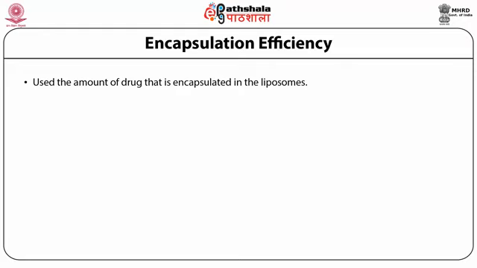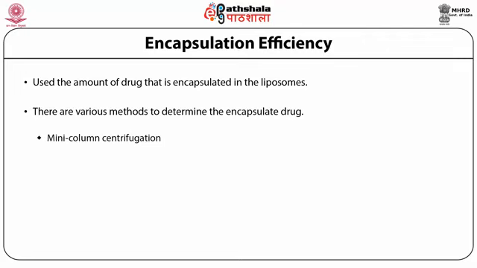To determine the true amount of encapsulated drug, the unencapsulated drug must first be separated from the drug-loaded formulation. This separation can be accomplished by any of the various methods available. One such method is mini-column centrifugation, which is based on the difference between the size of the unencapsulated drug and drug-loaded liposomes. Another method which can be used is the dialysis technique, where a dialysis membrane having an appropriate cutoff is used.